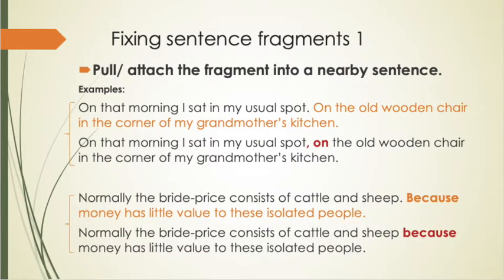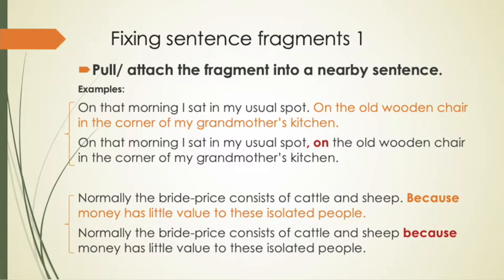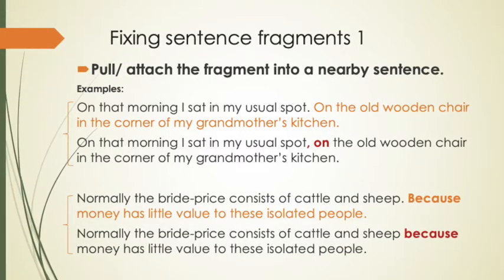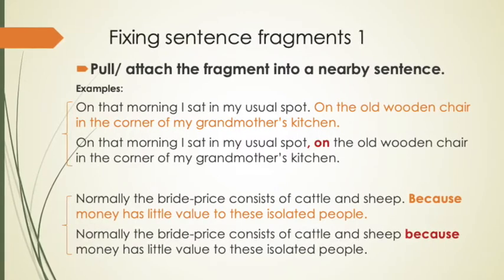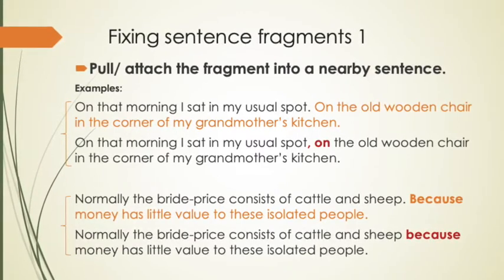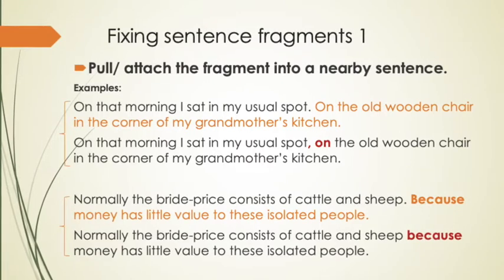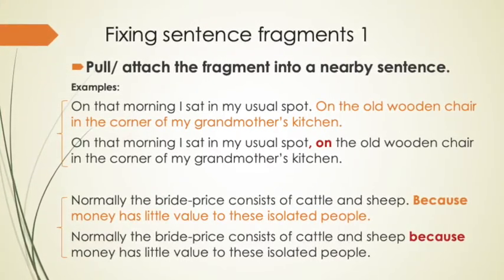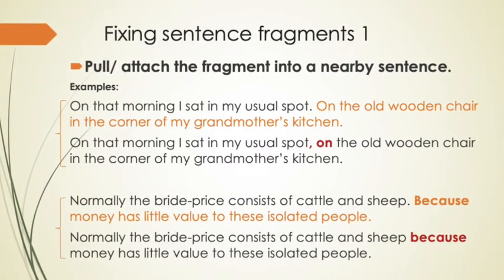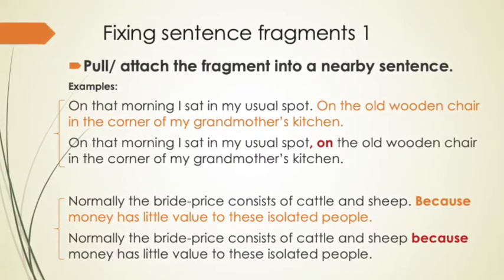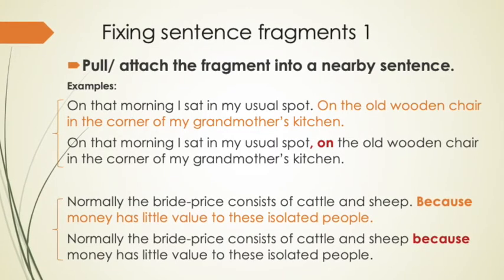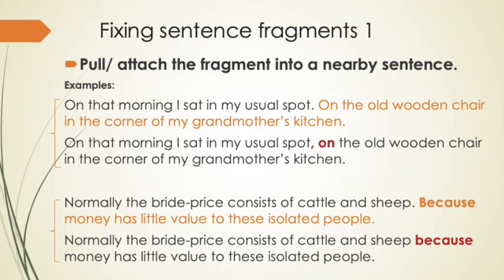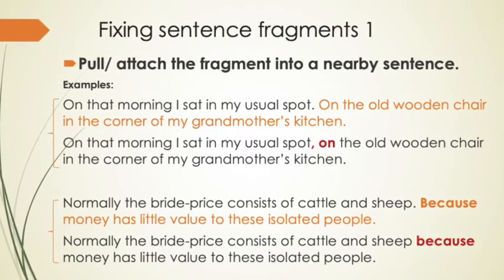Fixing sentence fragments. Number 1, we can attach the fragment to a nearby sentence. For example: on that morning I sat in my usual spot. On the old wooden chair in the old corner of my grandmother's kitchen. We can simply link these two sentences together by, number 1, removing the full stop, number 2, adding a comma instead of the full stop, number 3, changing the capital O into small o.